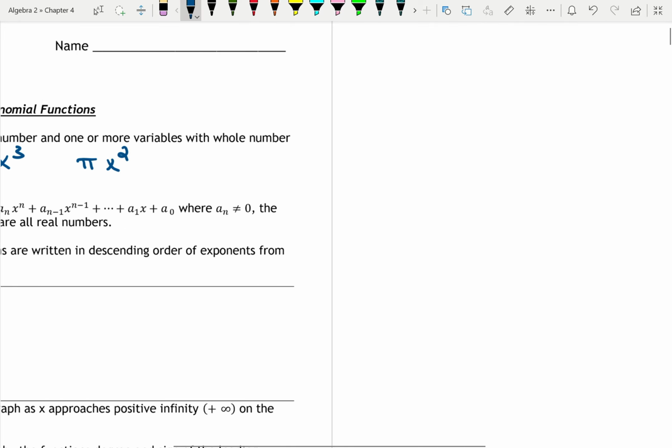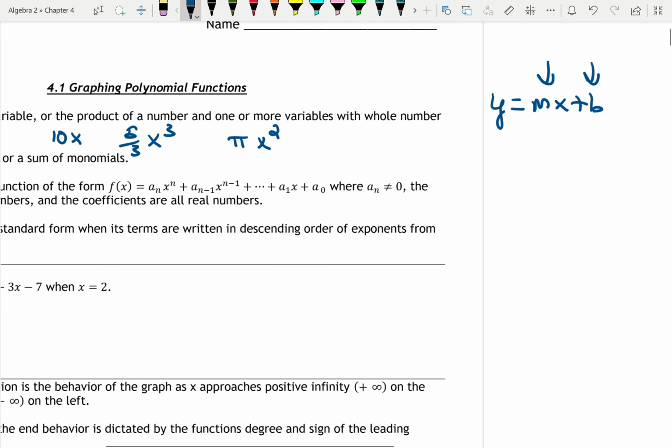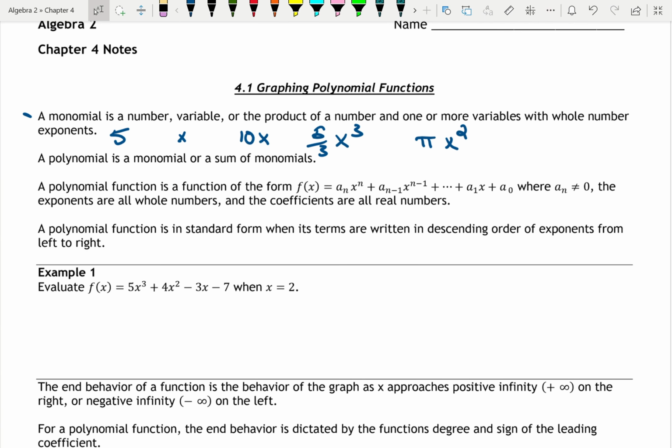So if you think about like the standard linear, right? y equals mx plus b, right? That has two different monomials there. And a monomial is sometimes called a term, two different terms. A polynomial is a monomial or a sum of monomials. So a monomial is a very simple one, and then they get longer. They turn into binomials, meaning 2, or trinomials, meaning 3.